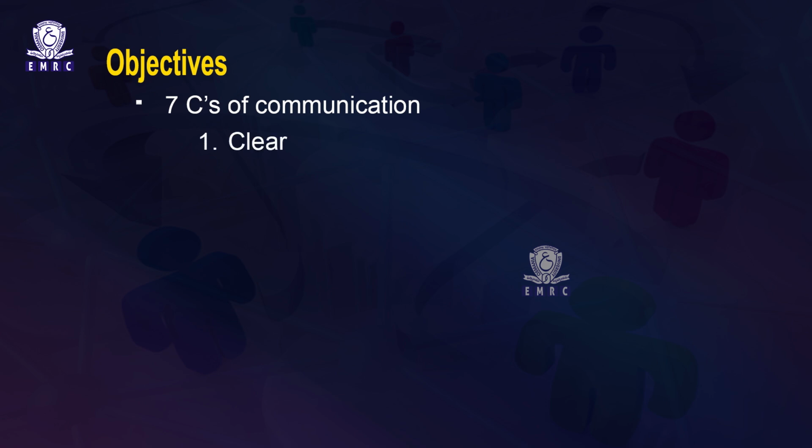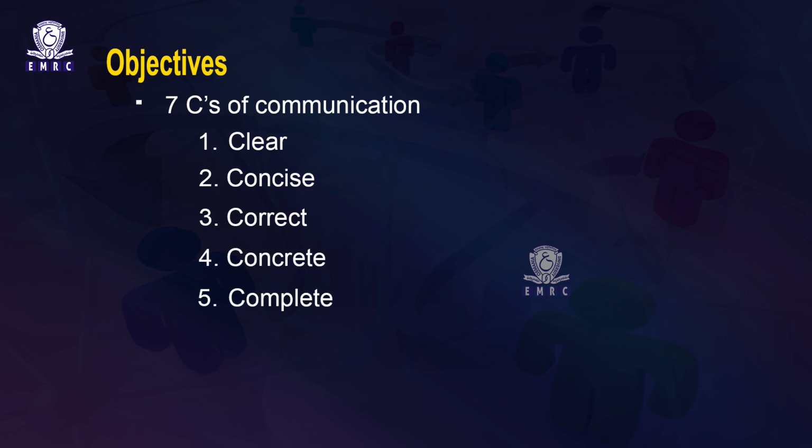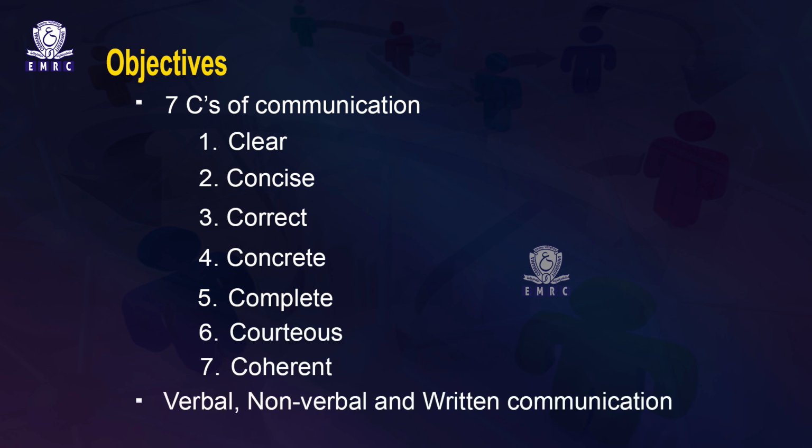The various forms of communication will be covered in depth in a different lesson. However, in this section, we will address how we can enhance our communication with respect to different forms. The main objective in this lesson is to understand the 7 C's of communication. The first one is clarity or clear, concise, correct, concrete, complete, courteous. The next C is coherent. The 3 major forms of communication we will focus on are verbal, non-verbal and written communication.